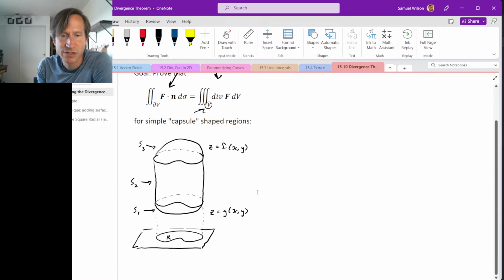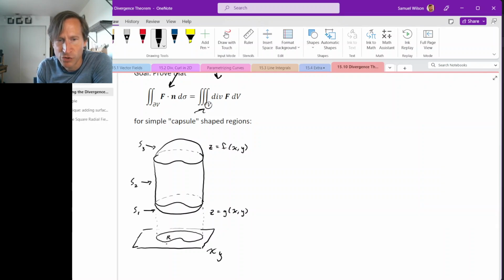Okay, so here's the shape we have. This entire thing is sitting over some region R in the xy plane. So the sides are vertical over this curve in the xy plane, and the top cap is the graph of a function I've named f, and the bottom cap is the graph of a function I've named g. So the goal is to prove this formula for volumes with this shape.